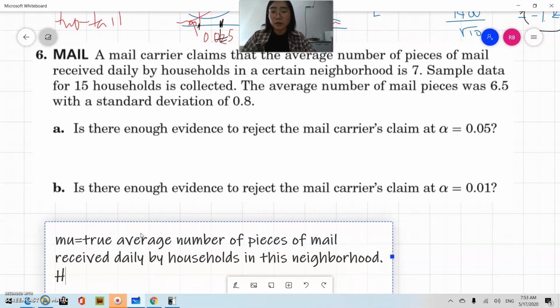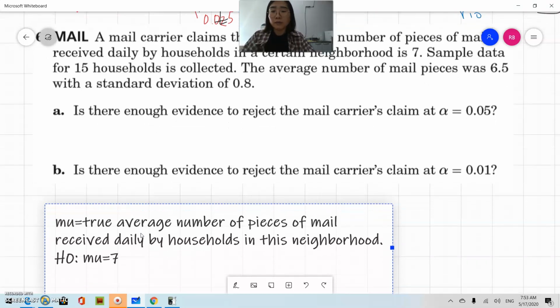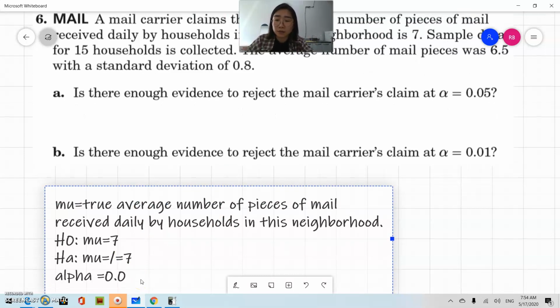Okay. Then the null hypothesis, which is the H0, will be mu is equal to 7, right? And the alternative hypothesis is that mu is not equal to 7, right? Because it doesn't say that it's greater or less than. So that's my setup. And then the alpha that was given was 0.05 for the part A, and then the second one is 0.01.